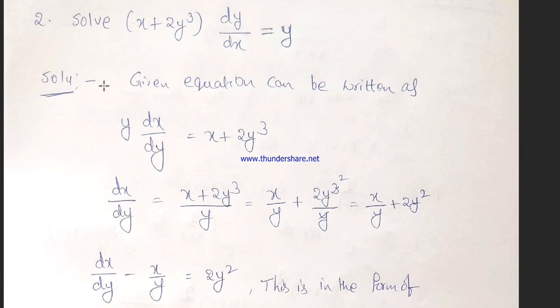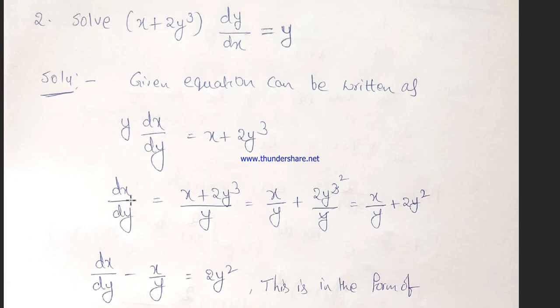So the next example is solve x plus 2y cube into dy by dx equal to y. This equation is not in a direct linear form, but we have a possibility to write it as a linear differential equation. So first write dy by dx, taking into the RHS part, we get y into dx by dy by using cross multiplication. Y into dx by dy is equal to x plus 2y cube.